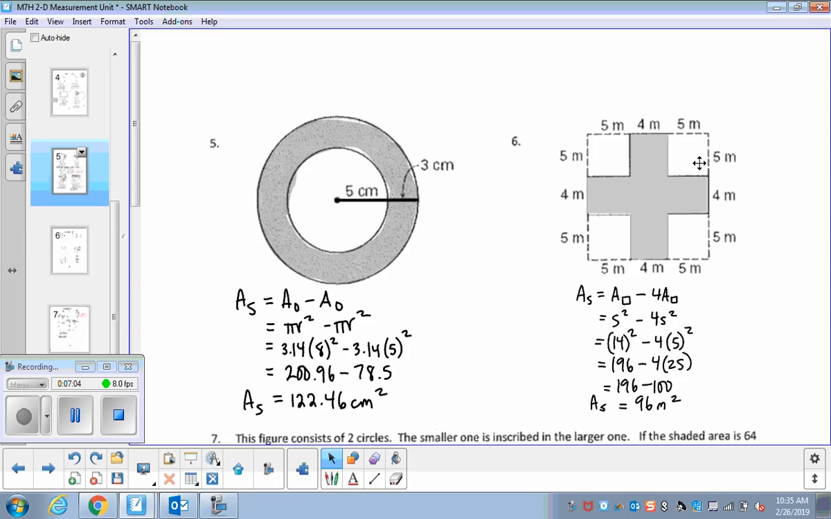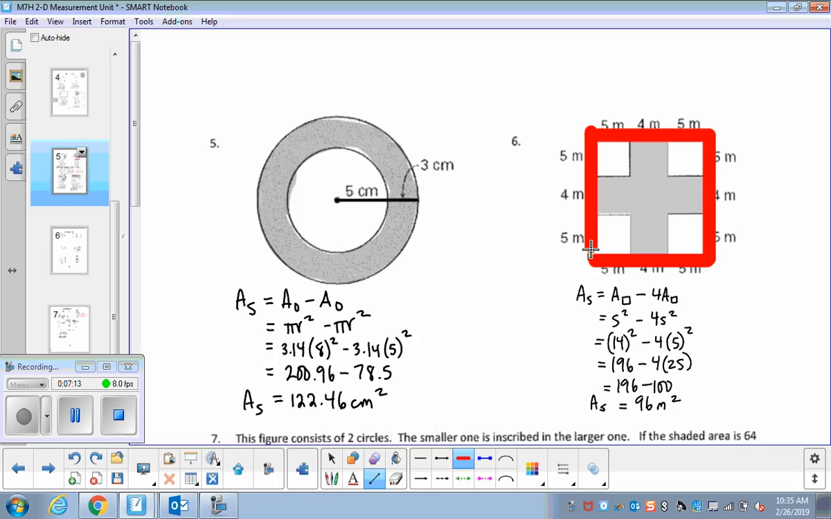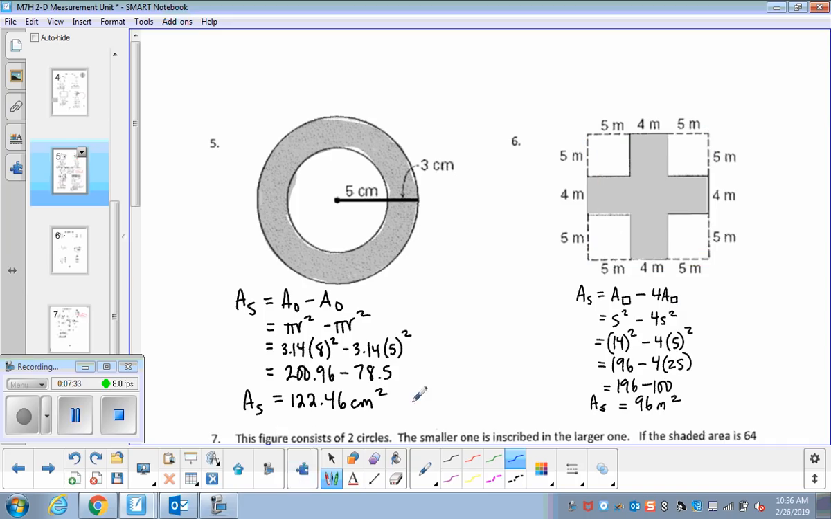Now over here for number 6, to help you see this, I'm going to trace it. We've got one big, huge square. That's a 14 by 14. And we're going to remove 1, 2, 3, 4 squares. So that's what my work says. We're going to take the area of one big square and we're going to remove 4 of these little guys. All right, now let me just undo that so we can see all the dimensions in the picture.